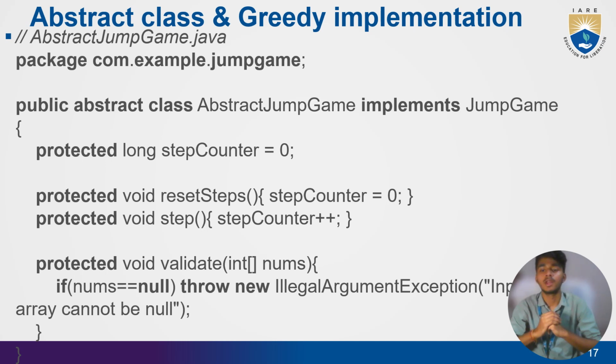The reset step method clears the counters at the start of each run. The validate method performs null checks, which is quick defensive programming. The abstract class reduces duplicate code and enforces consistent instrumentation.